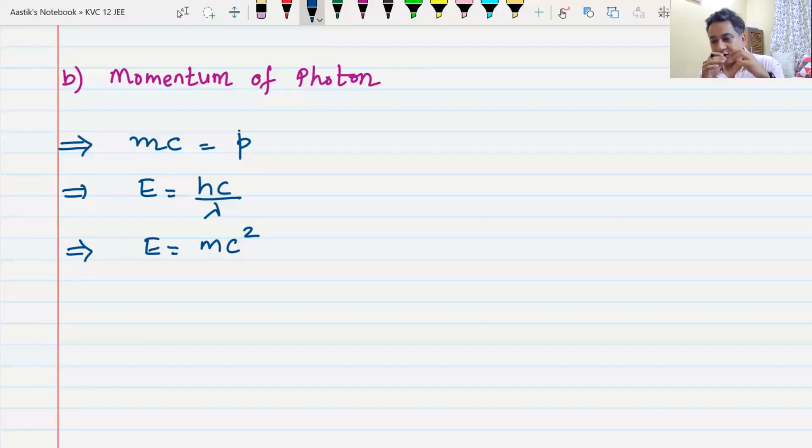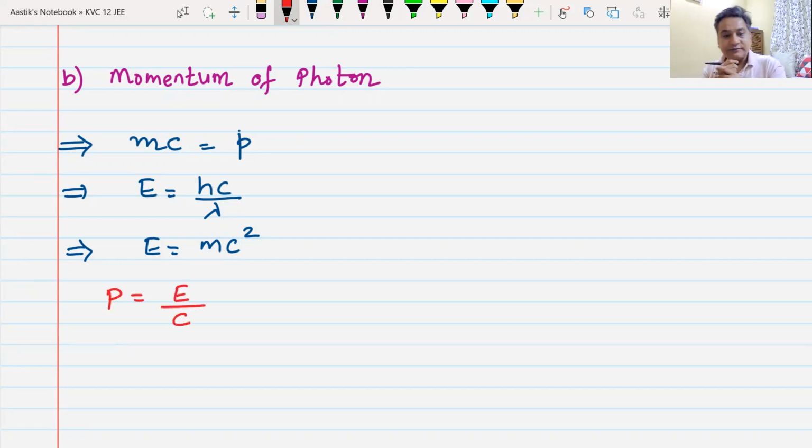Let us first concentrate on the momentum of the photon. What all formulas can you make for the momentum of the photon? The more formulas that you can make, the better you are going to be. So what is the first formula for the momentum of the photon? P, momentum of the photon. I think I can make the first formula as E divided by c, yes or no?